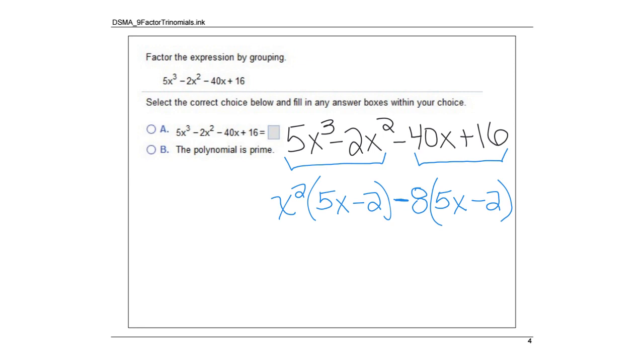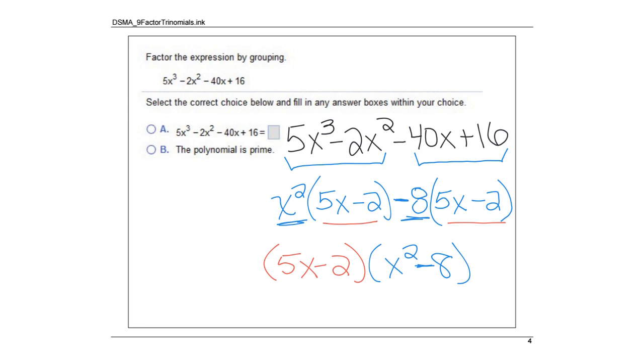Okay, so now we have a binomial in common to both of them. Both of them have the 5x minus 2. So I'm going to pull that to the front. Now, if you learn to just pull it down, that's awesome. I should have said on the other slides that the order does not matter because it's multiplication. Let me show you just a second. So I pulled the 5x minus 2 to the front, and I was left with x squared minus 8.